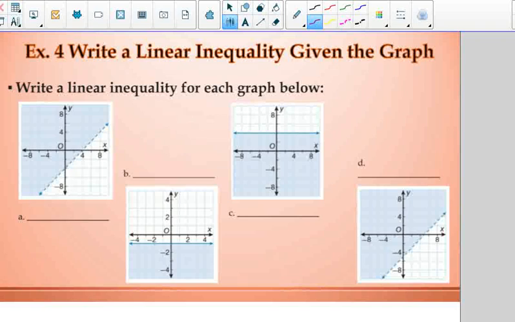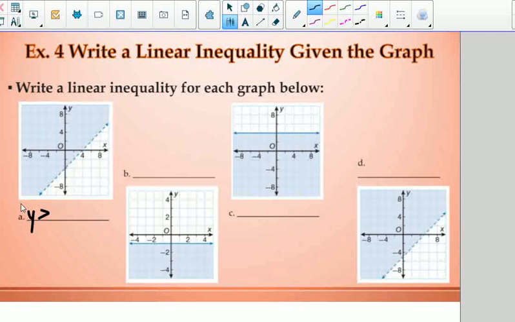So here they give you a graph. They tell you which side is shaded. We just need to write an inequality for it. So I'm going to start off with my y. I know it's got to be greater than, because everything is above the dotted line. It's on top of the dotted line. I know it's just got to be a greater than because it's a dotted line.